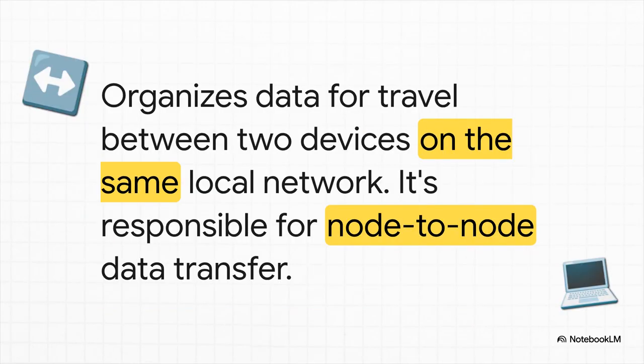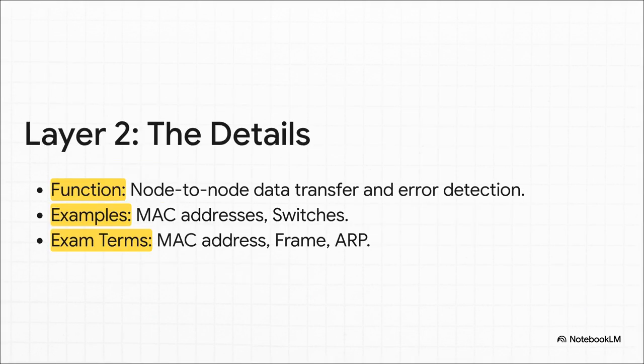Okay, let's move one step up the ladder to Layer 2. Now that we have a physical path for the signal, we need a way to organize that data for a trip between 2 devices that are on the exact same network. That's where the data link layer jumps in. The big idea here is the MAC address. You know, that unique hardware ID burned into every network card? Layer 2 uses those addresses to get data where it needs to go, bundling those raw bits from Layer 1 into neat little packages called frames.